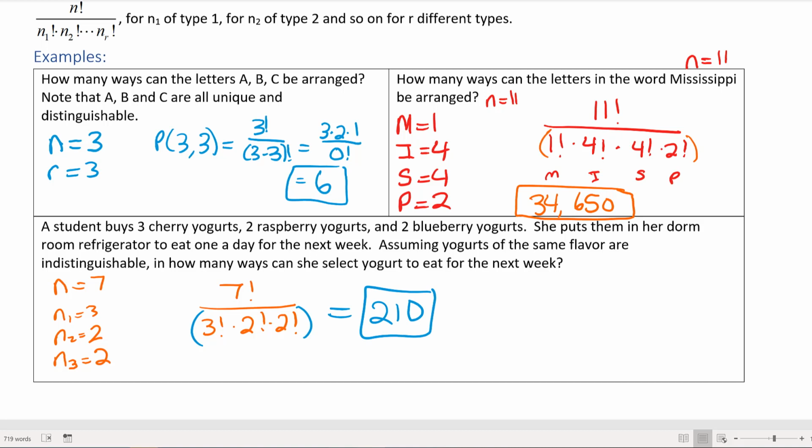And this concludes our lesson on multiplication principle and permutations.